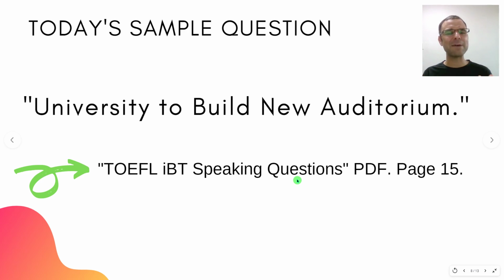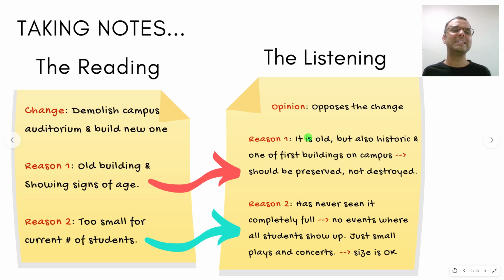All right, today's sample question comes from the TOEFL iBT Speaking Questions PDF. It's on page 15. This is an official document from ETS, which is packed full of good speaking practice questions, and I'll put a link to it in the video description down below. Look for the question about the university building a new auditorium. And I should mention, if you want to hear me answering the other type 2 sample question from this PDF, you can do that in a video I made about 4 months ago, which I will also link to in the video description. All right, let's get started by talking about how to take good notes.